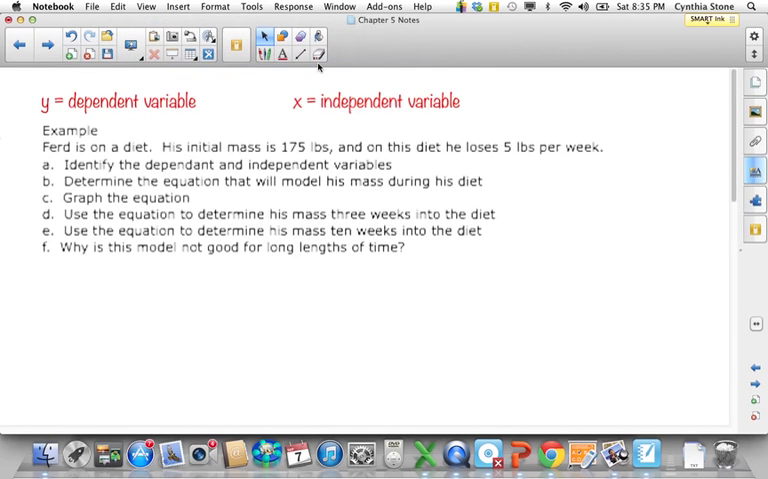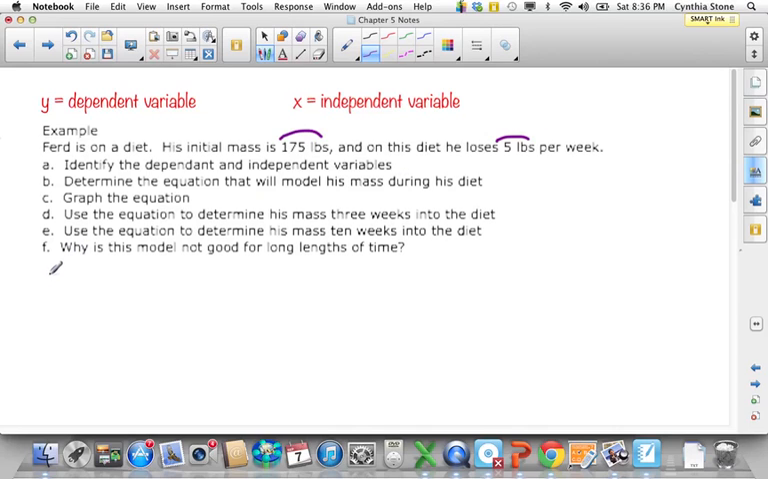Now Ferd's on a diet. And it says that he starts at 175 pounds, and he loses 5 pounds per week. So his mass goes down, which might be a hint that this graph's going to look different because we're dropping, we're not increasing, okay?